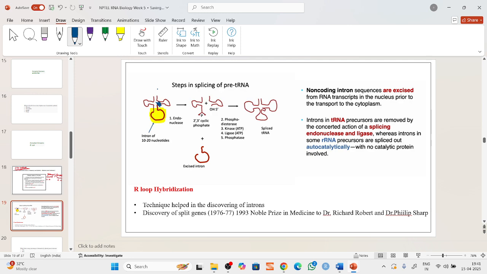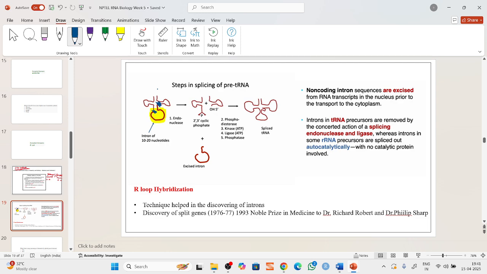Okay. So, and over here, this is left open like this. And this particular portion is also left open like this. And this intron is excised. Can you understand what I'm trying to say over here? This portion is removed. This portion is cut open.